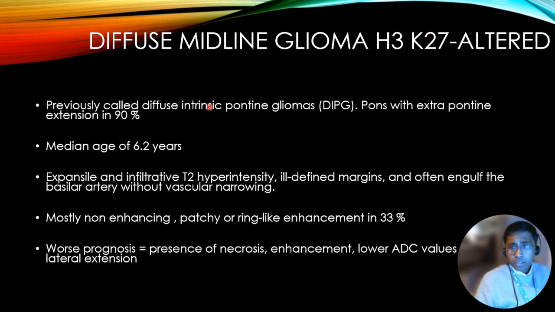Previously it used to be called diffuse intrinsic pontine glioma because it is presumed to arise from the pons. But now, however, most of them have an extrapontine extension. You can see them in the thalamus, you can see them in the medulla, or even in the spine. Most of them are non-enhancing, even though patchy or ring enhancement is seen in approximately 30% of the cases. And remember, if you have necrosis, enhancement within the mass, lower ADCs, or there is lateral extension to the middle cerebellar peduncles, they tend to have a poor prognosis.